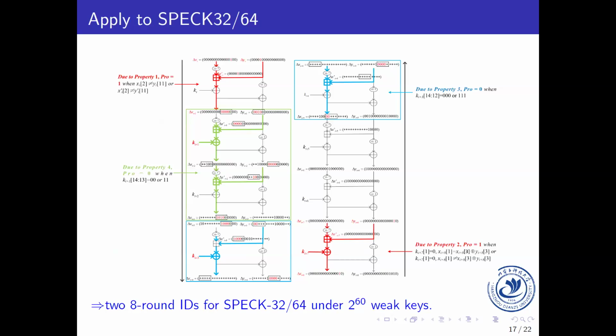Yes, with this framework, we apply it to SPECK, LEA, and CHAM. This is the 8-round impossible differential for SPECK with 2^60 weak keys. From it, we can see that in the first round we use property 1, and in the 8th round we use property 2. Then in rounds 2 and 3, we use property 4, and in rounds 4 and 5 we use property 3.